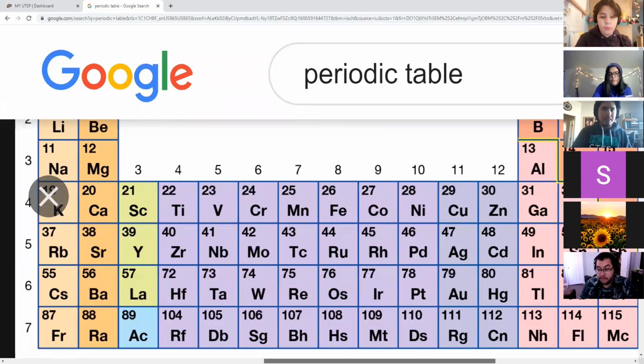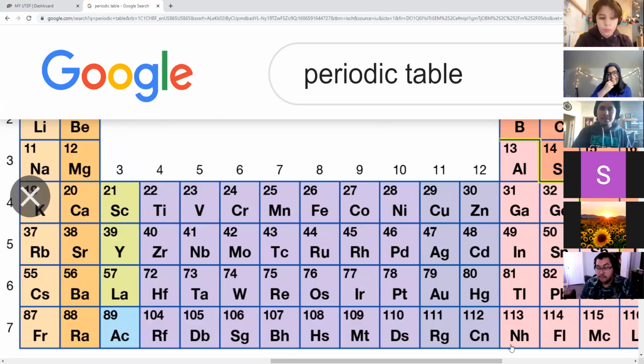Here's as best I can pull it up. Typically these are the exceptions. Let's see, the chat's blowing up. Okay, so typically it would be in this group for our chromiums, and then our coppers. Those would typically be our exceptions because they want to be either half full or completely full. So they would take from the s orbitals, which are right here.